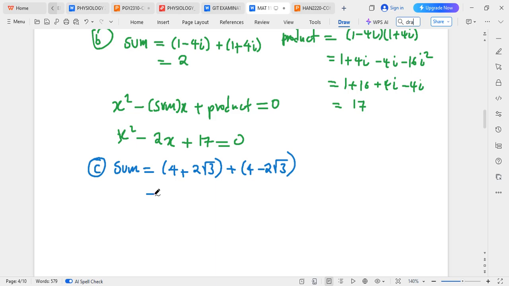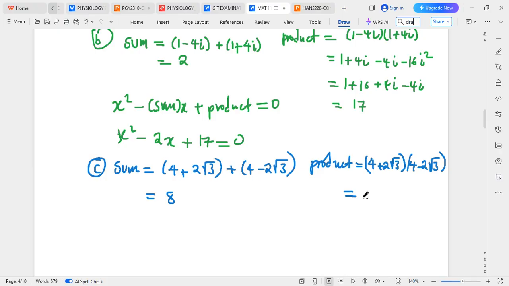The way you add is just like adding like terms. 4 plus 4 is 8. 2 root 3 minus 2 root 3, they will cancel. Then go to the product. Again, it is 4 plus 2 root 3, you are multiplying with 4 minus 2 root 3.